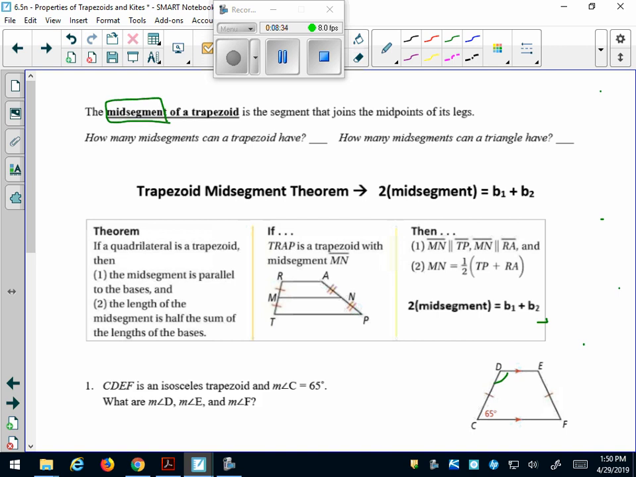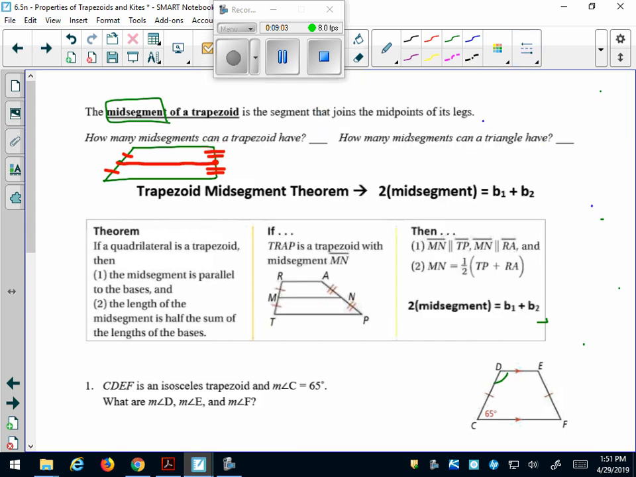So the mid-segment of a trapezoid is the segment that joins the midpoints of the two legs, so the two non-parallel sides. Take a midpoint of each and then connect them, and that's the mid-segment. Does that sound familiar?